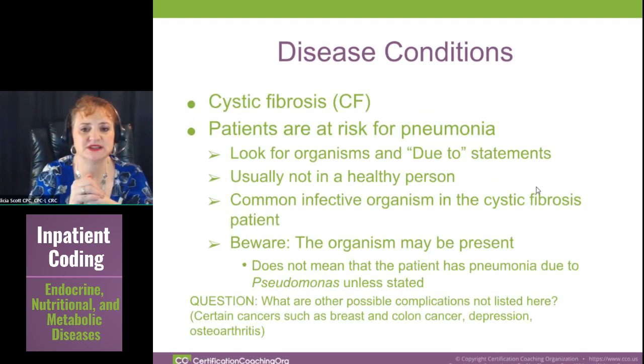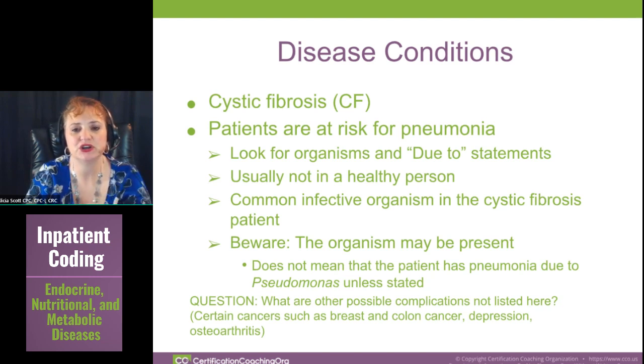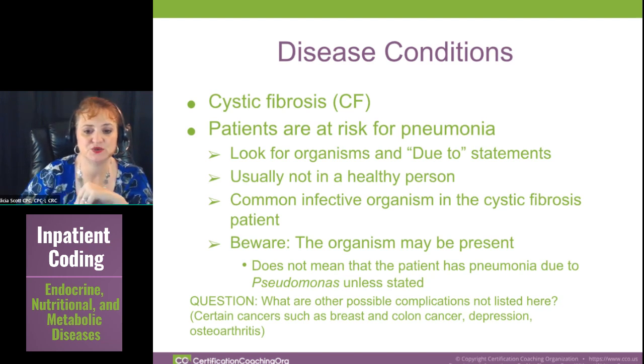Jumping in, cystic fibrosis again, risk of pneumonia. Look for cystic fibrosis with pneumonia, and then we need to know what the organism is due to. You don't usually get these types of pneumonias with people that are healthy. Cystic fibrosis makes you more susceptible to common infective organisms. Organisms may be present, so it doesn't mean that the patient has pneumonia or Pseudomonas unless it's stated as Pseudomonas. If it's related to the CF, it needs to be documented that way. That's the way you're going to code it.